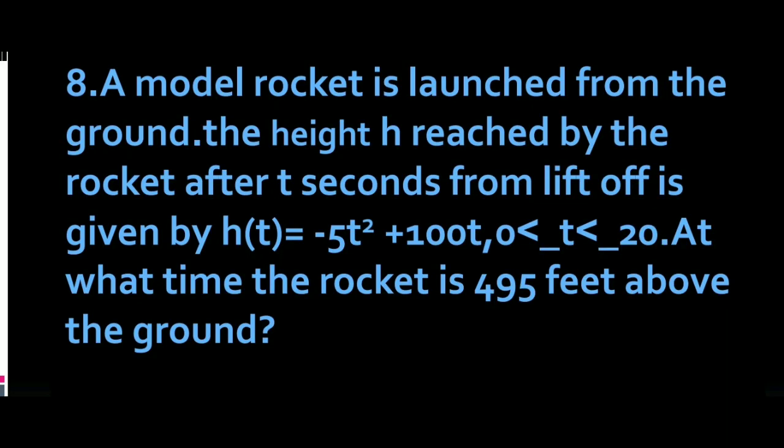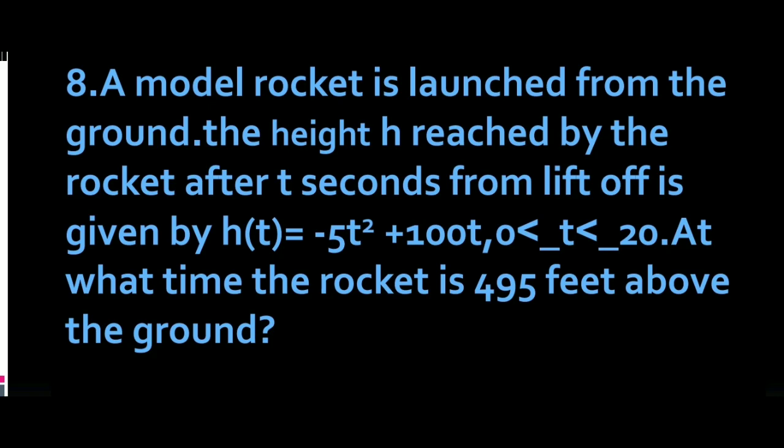A model rocket is launched from the ground. The height h reached by the rocket after t seconds from liftoff is given by h of t is equal to minus 5t squared plus 100t, where t lies between 0 and 20. At what time is the rocket 495 feet above the ground? We'll discuss this sum based on the model rocket launching, isn't it? So we know that the rocket will be moving from the ground towards some height, and again it reaches the ground.